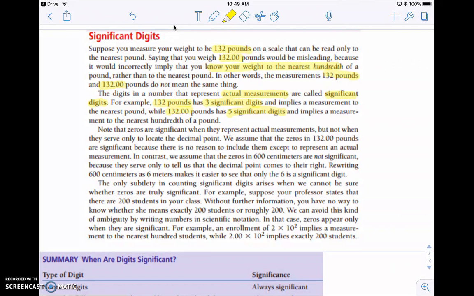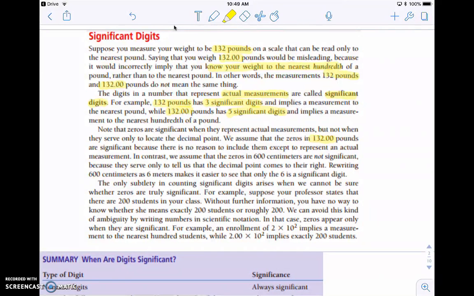And so with this idea of significant digits, we're going to talk about precision and accuracy. As we look at these last couple of paragraphs, I'm just going to throw out a couple of things. For example, in 132.00 pounds, we can assume that these zeros are significant, because there would be no reason to include the zeros unless they actually had reference to the actual measurement.